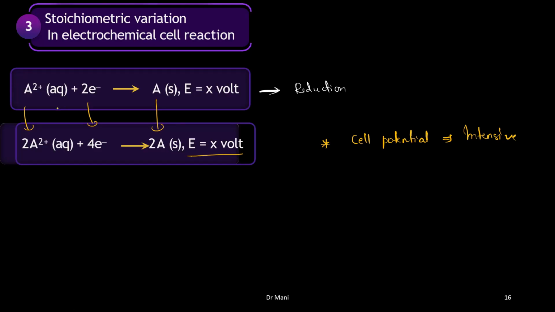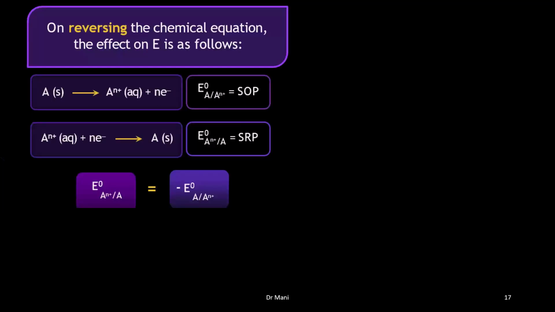So the number of electrons transferring becomes double, the amount of reactants is double, the number of products is doubled, but the fundamental nature of the reaction remains the same. The cell potential remains the same. So notice this, it is an intensive property. Okay, so what happens now?